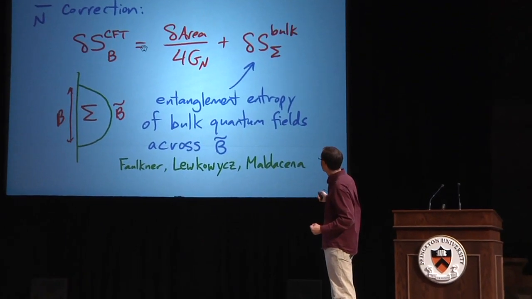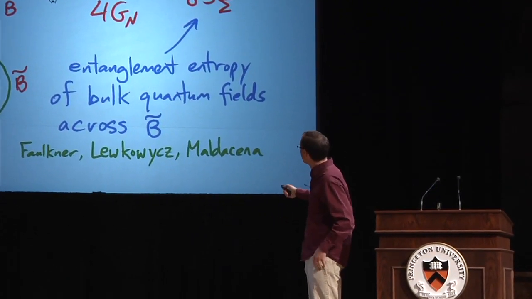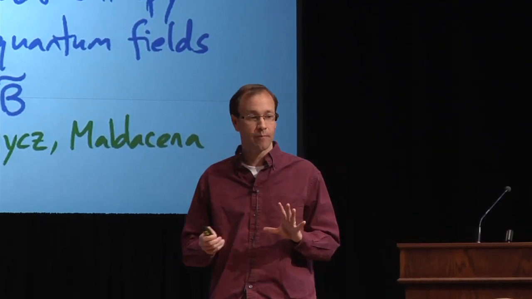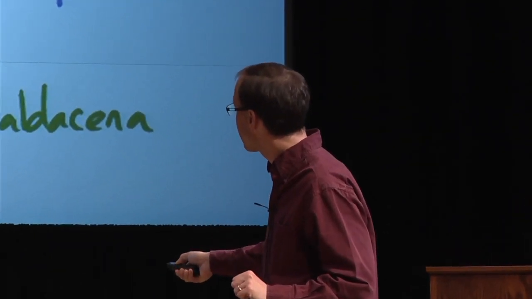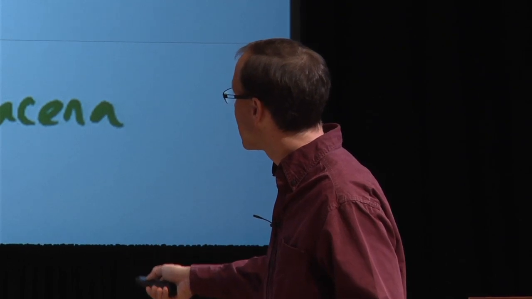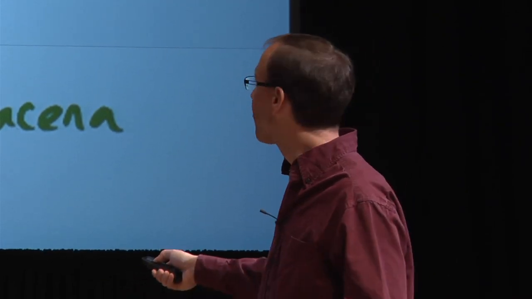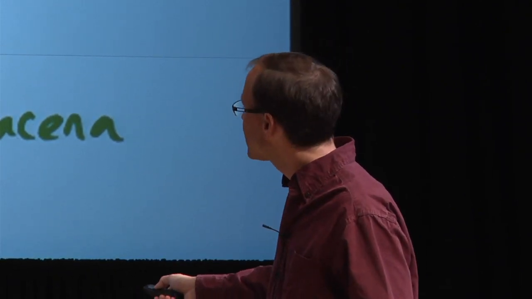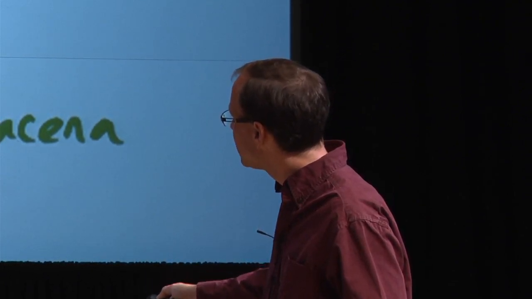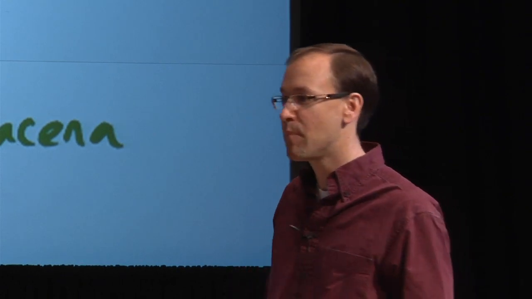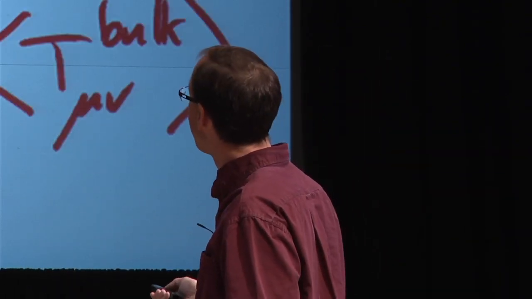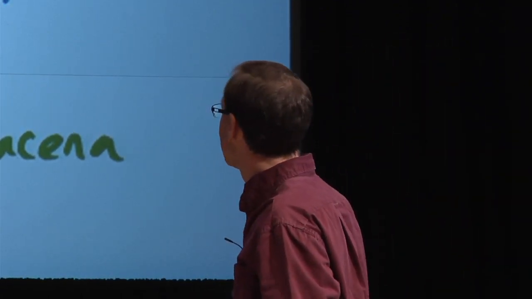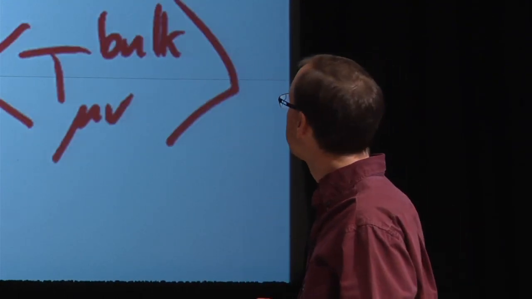Their formula says that you have the area term, and then this is corrected by a bulk entanglement entropy term. So in terms of this diagram, the CFT entanglement entropy for this region is equal to the area of that surface over 4G Newton plus the entanglement entropy of the bulk fields inside that region, sigma. So that's a quantum correction. What we want to do is just repeat the whole derivation, but include this term. So now what does that term give you?